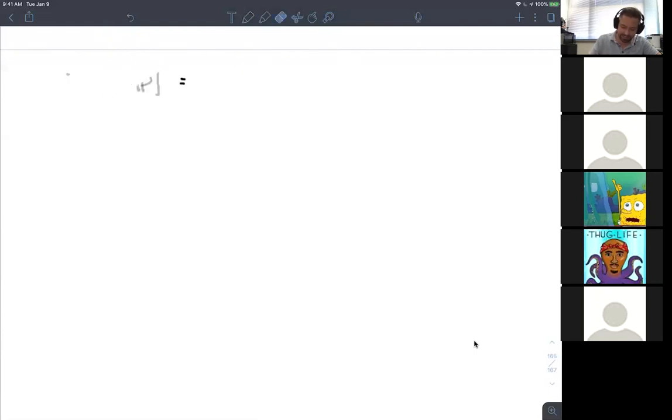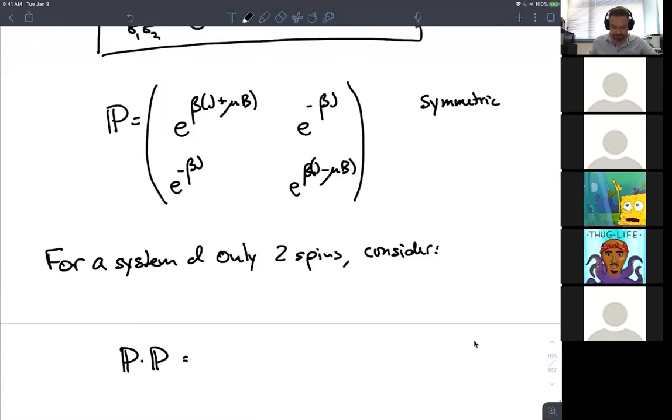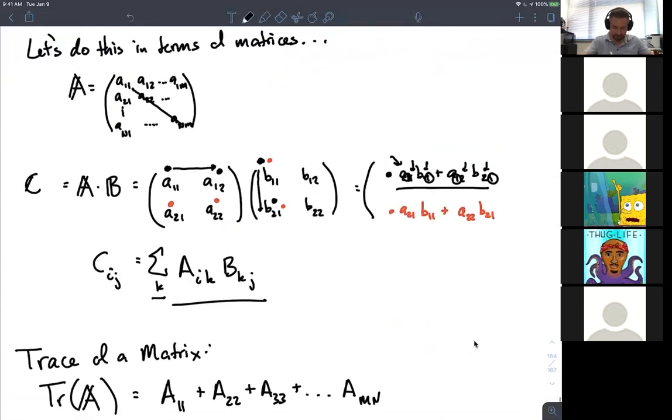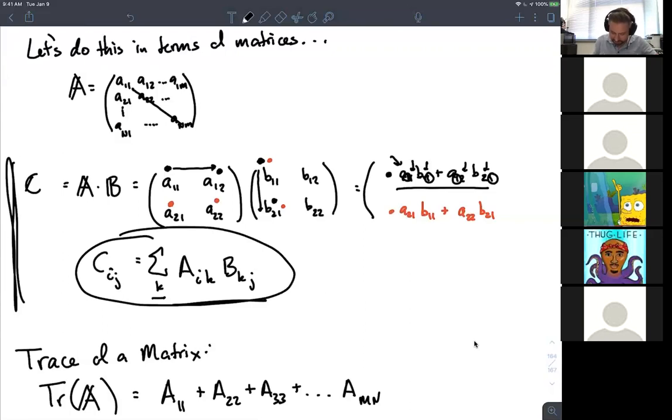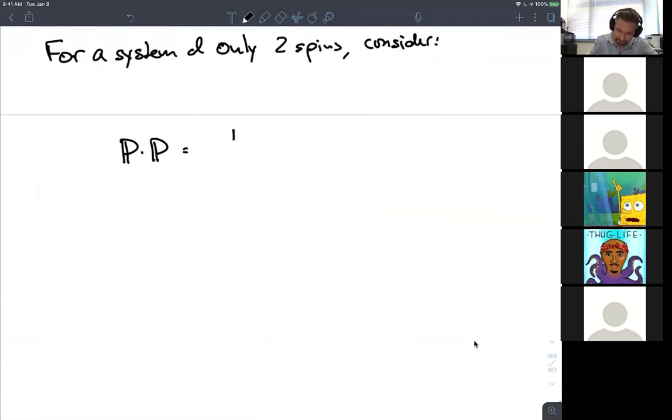Let me write it like this. We're going to take P times P. Like I just showed you previously, the way that you write this in terms of the elements is the first matrix I K times the second matrix K J, and then you sum over K. So let's write that out: P I K times P K J summed over K.